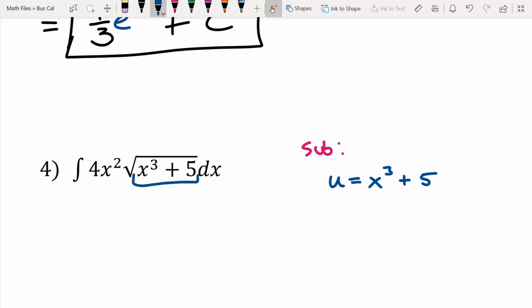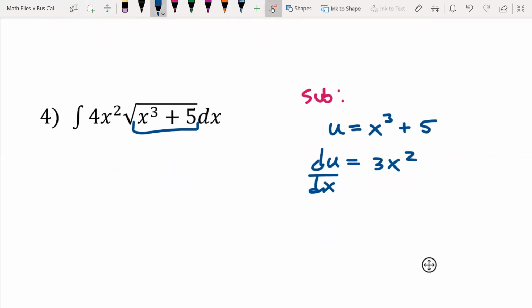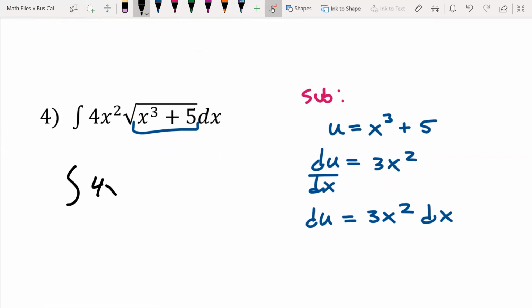And then take the derivative, du over dx equals 3x squared. And then move that dx over to the right. du equals 3x squared dx. And now we're going to look at our original integral. Here I'll have the integral of 4x squared times the square root of u dx.